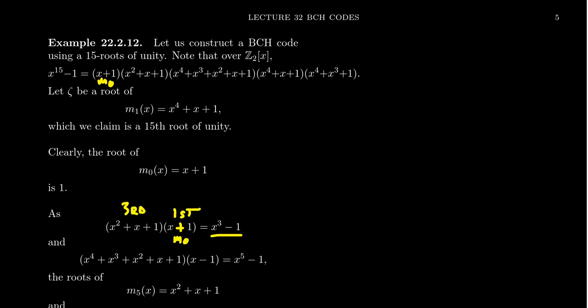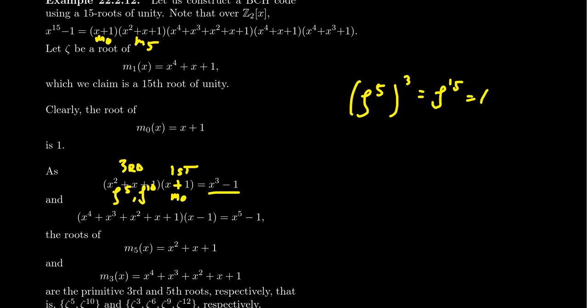Now, beware here that this is going to have both third roots of unity. The third roots of unity are actually going to be things of the form zeta to the fifth. Because notice, if you take zeta to the fifth cubed, you're going to get zeta to the 15th, which is equal to 1. So the third roots of unity actually are going to be zeta to the fifth and zeta to the 10th. So in particular, x squared plus x plus 1 is going to be M5 in our classification.